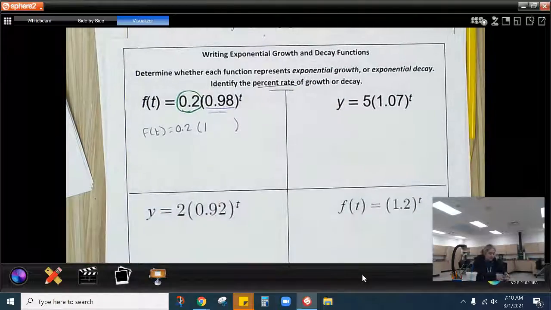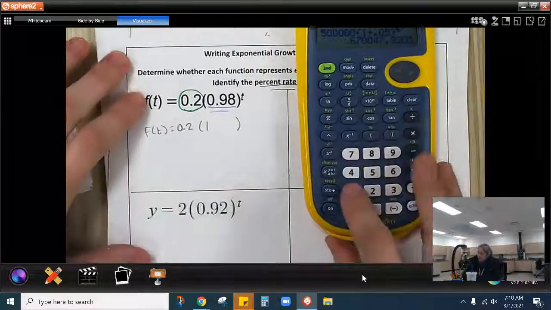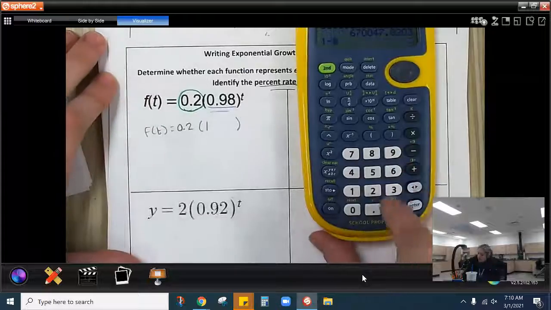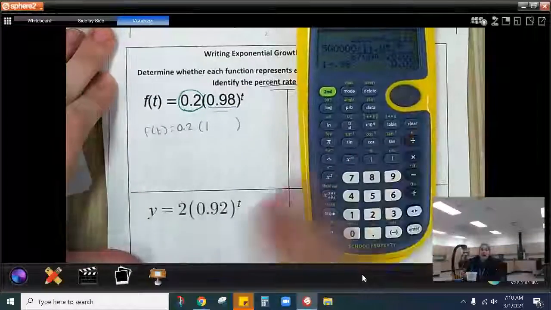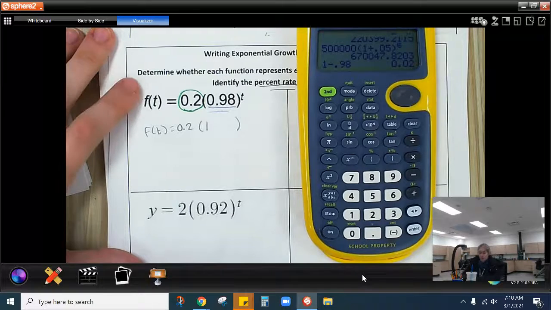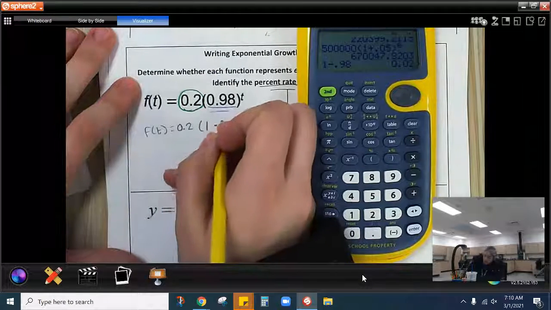Well, if I think about it, if I have 1 minus 0.98, then I can see I've got a 2%. Now, would I have to add that to the 1 or subtract it to get the 0.98? I need to subtract.